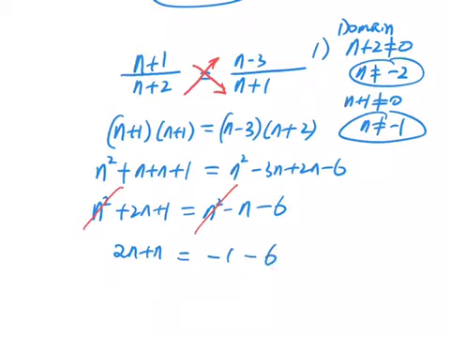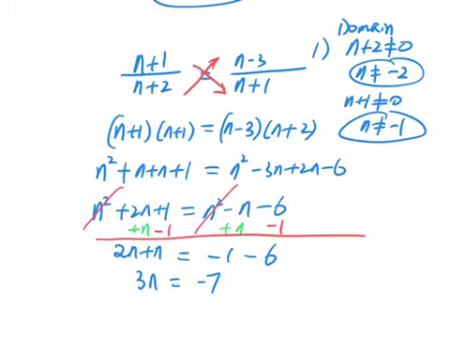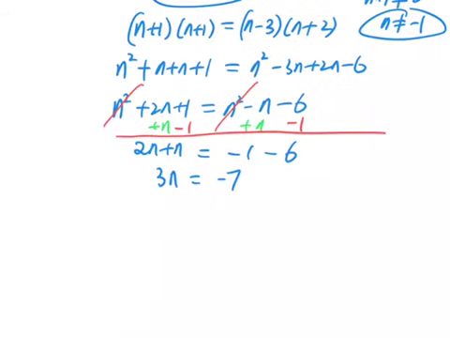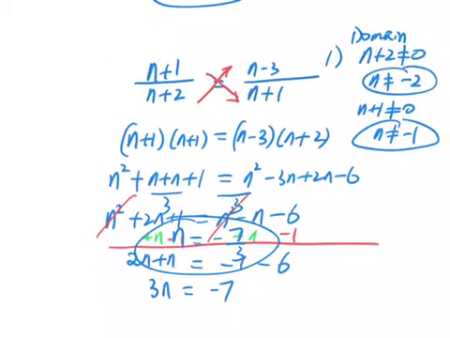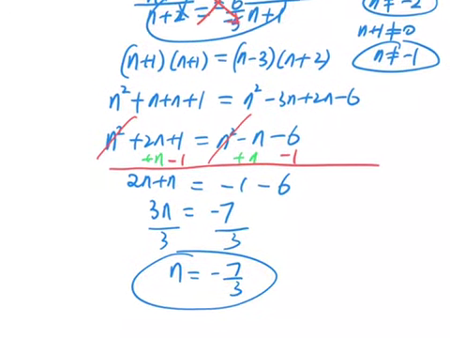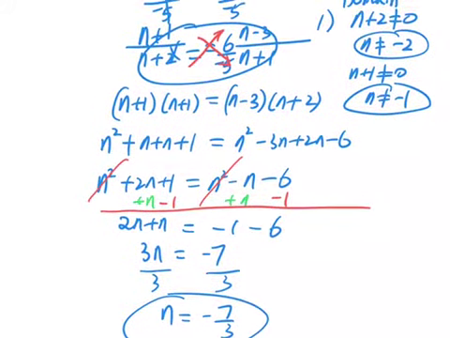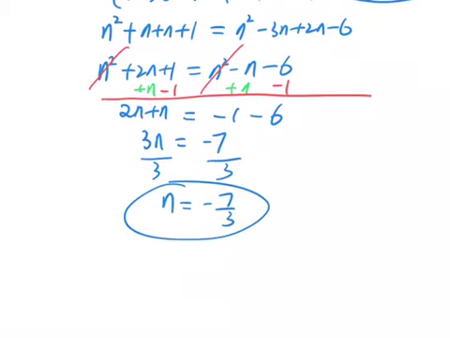So we can add n, and we can subtract 1. So just move n to the left side and then the number to the right side. And then divide by 3. So n is -7/3. And again, my domain says n cannot be -2, n cannot be -1, but n equals -7/3 is okay.